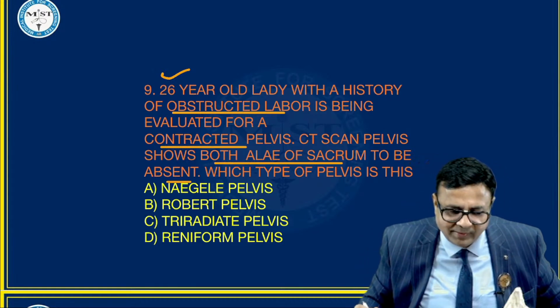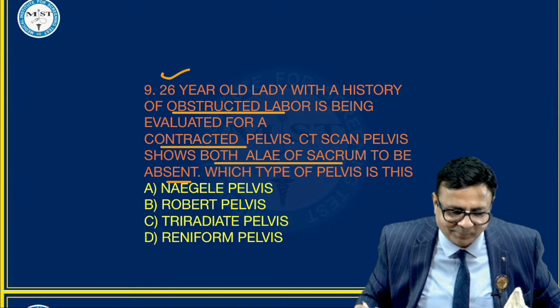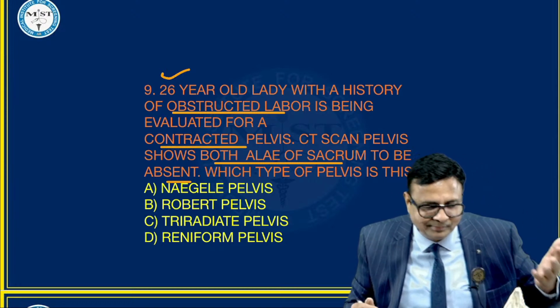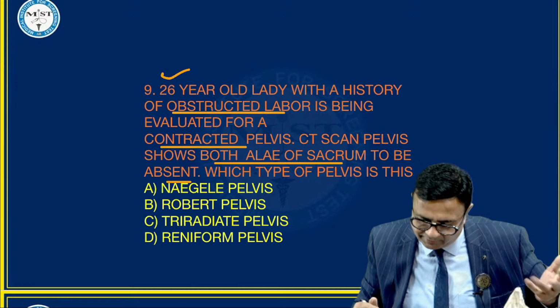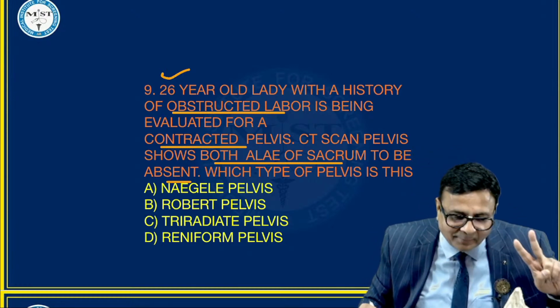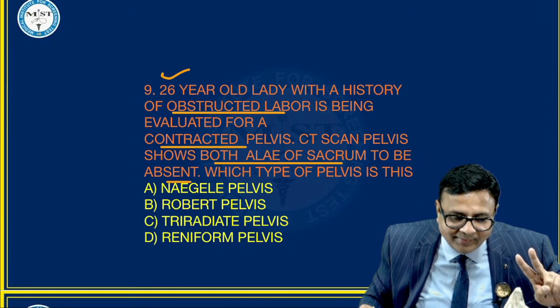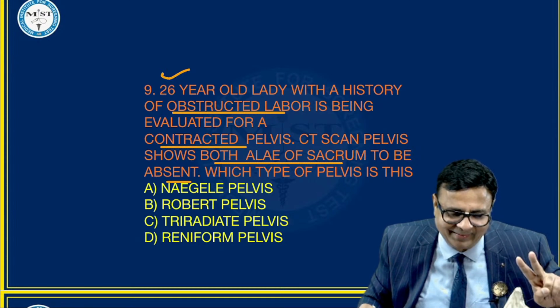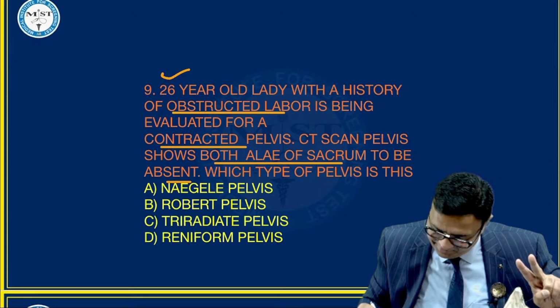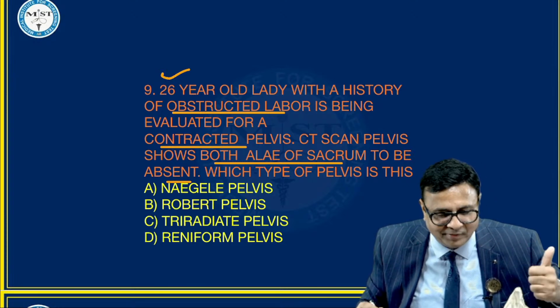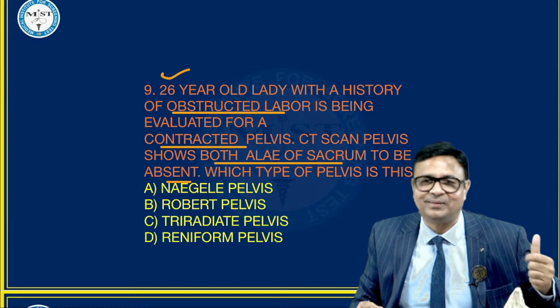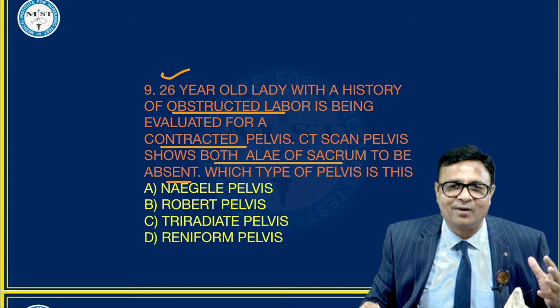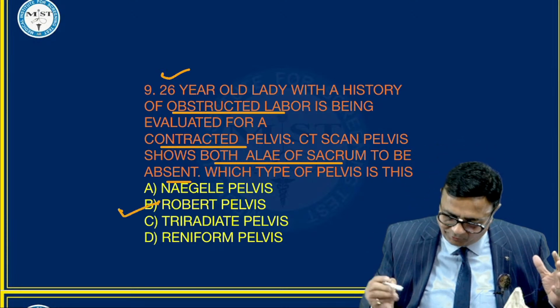Come on, everyone. Which type of pelvis is this? If both ala of sacrum are absent, come on. Everyone is saying B. This is Robert's pelvis. If both ala of sacrum are absent, this is the case of Robert pelvis.